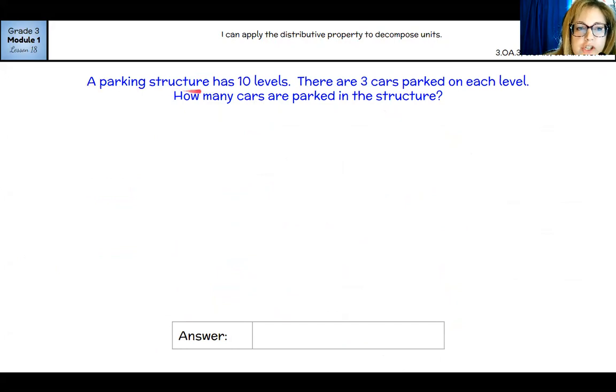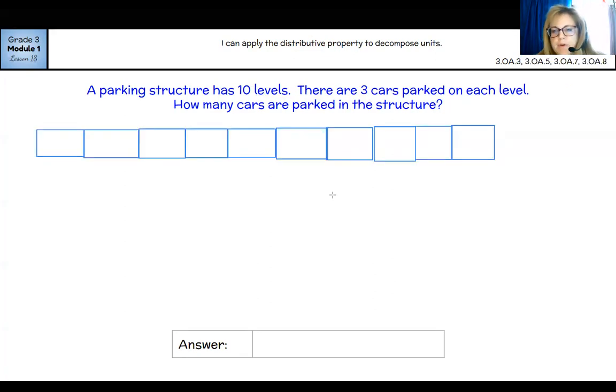A parking structure has 10 levels. There are 3 cars parked on each level. How many cars are parked in the structure? Remember, we had talked about when you're doing multiplication, even with decomposition with units, you're always group counting. So we're going to be thinking of this with 10 levels and 3 per level, 3 cars per level. So it's groups of 3. Skip counting by 3 for this one.